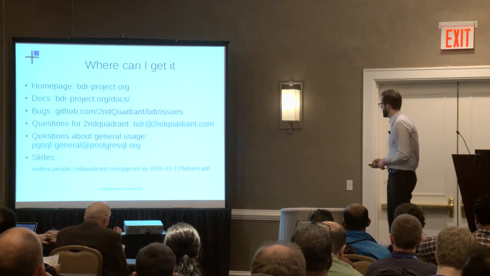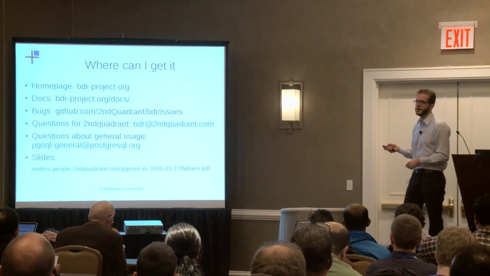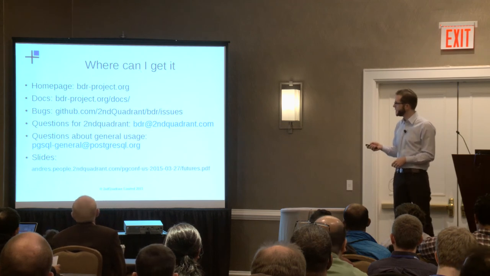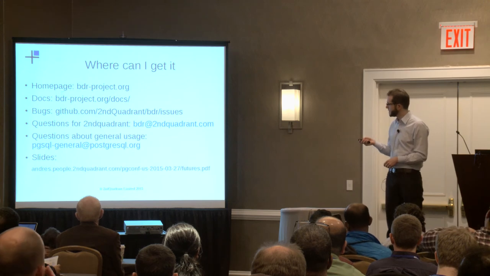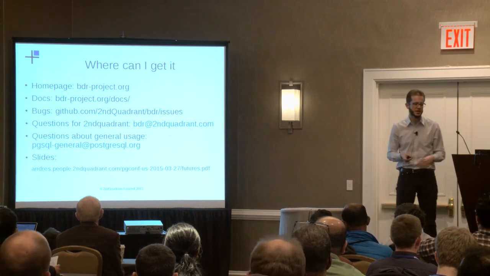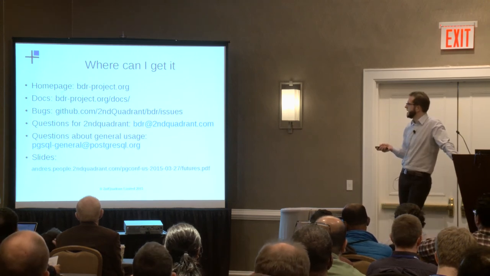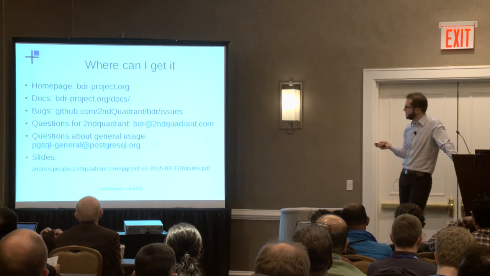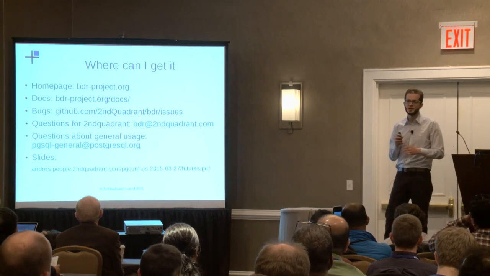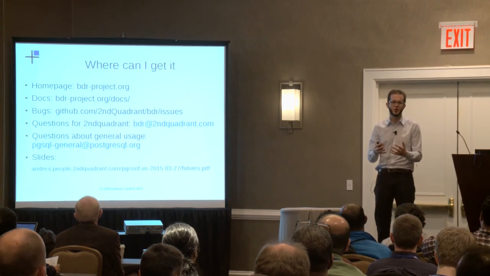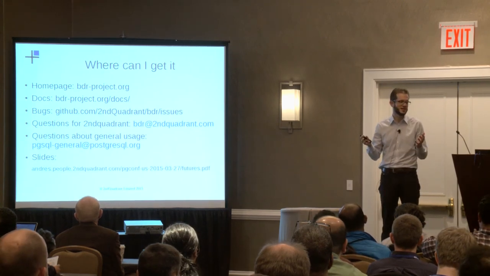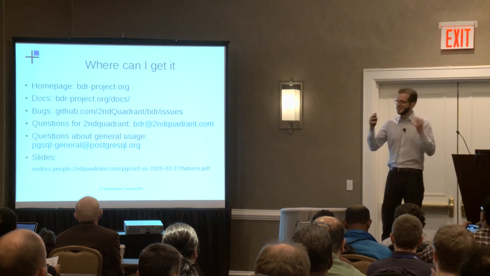So a rather important question is, where can you get this stuff? It's on bdrproject.org. The docs are at bdrproject.org/docs, and there you can see the different versions. Bugs, please report them to GitHub, but please also try to give a sane report. We have had screenshots sent to us.